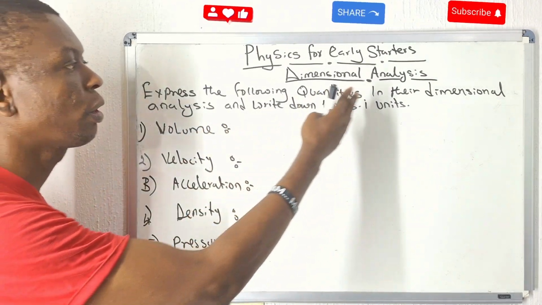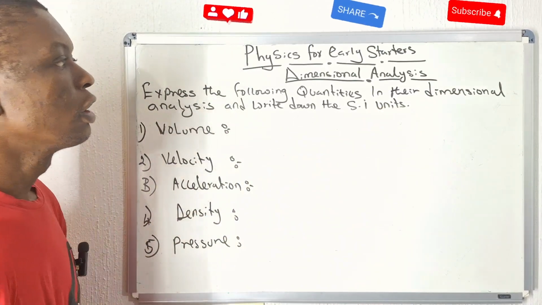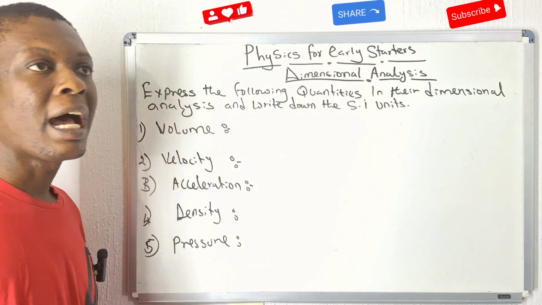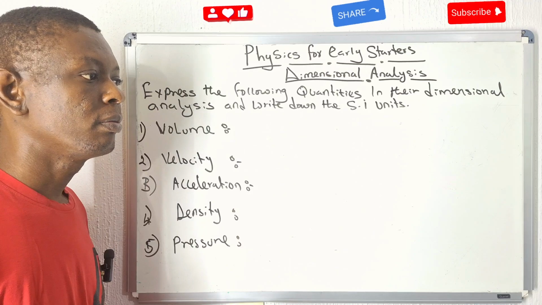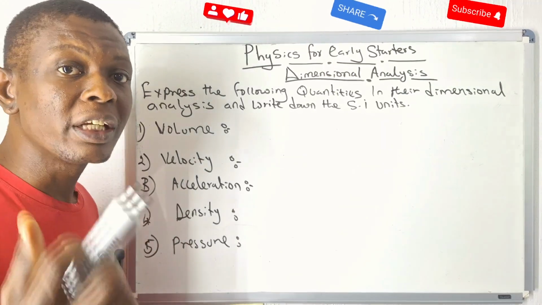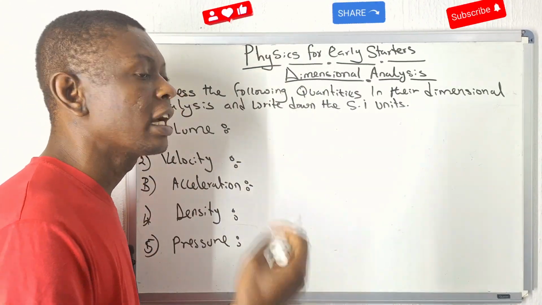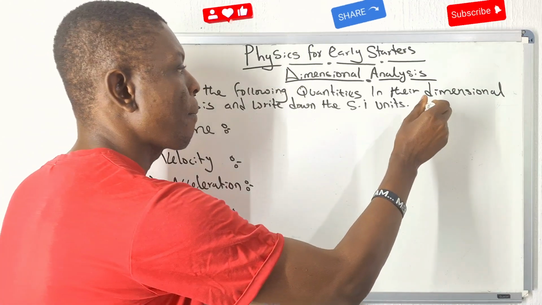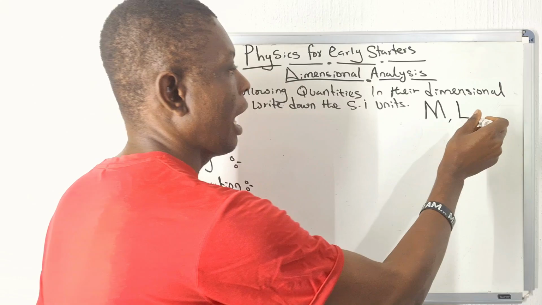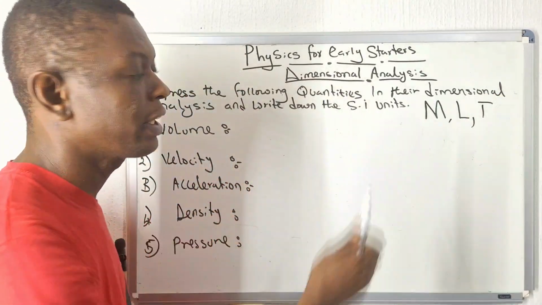They say express the following quantities in their dimensional analysis and write down the SI units. So in the previous class, I told you that the fundamental quantities, which are mass, length, time, temperature, there are 7 in number, but the 3 key ones are mass, length, time. And in dimensional analysis, they are represented with capital letters. M is for mass, L is for length, and T is for time. So this is what they want us to do, to be able to generate a formula for this.